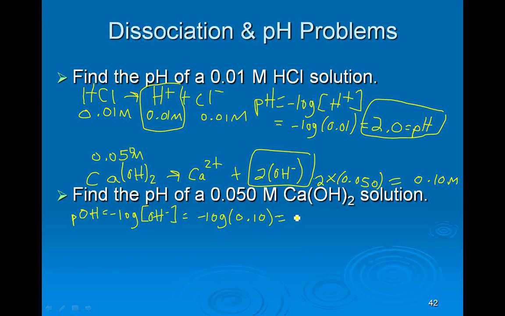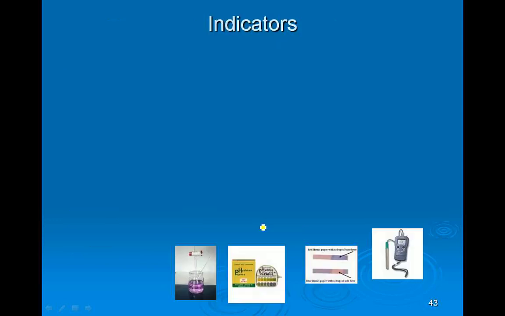And that pOH, I'm going to write pOH again, equals 1.0. That's not our answer, though. We want pH. So pH is going to be 14 minus the 1.0, which is 13. So our pH is 13. It's very basic, which makes sense because we are dealing with a base.